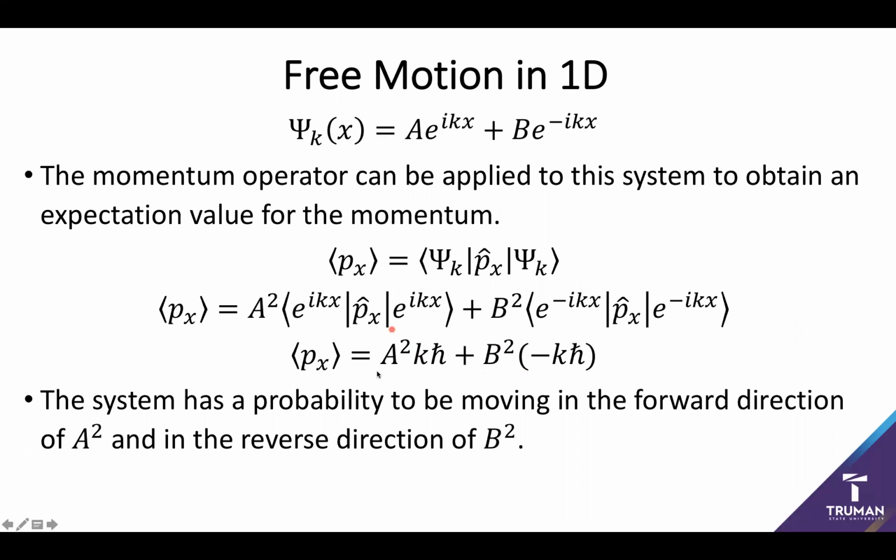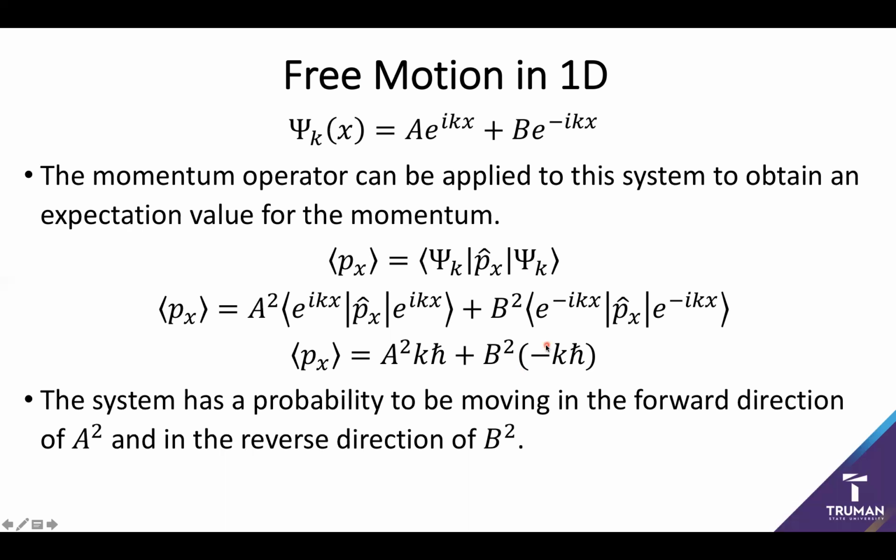And again, these prefactors give me the probability of finding the system moving in a given direction. If a squared is greater, it tends to move forward. If b squared is greater, it tends to move backwards. And the ratio of a squared to b squared is going to tell me a lot about the general directionality of the system. If the ratio is 1, the particle will tend to stand still.